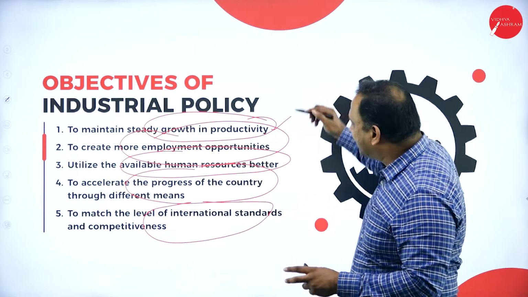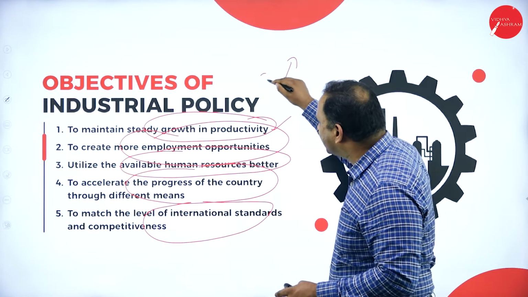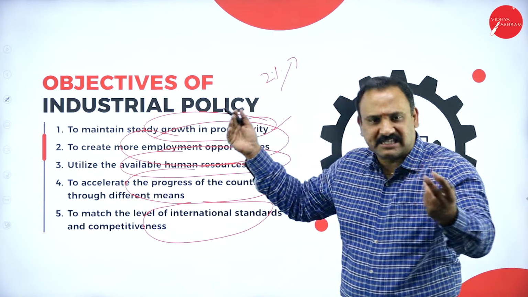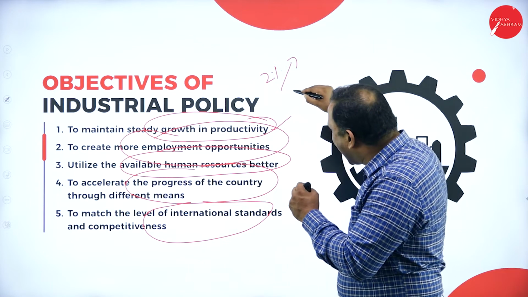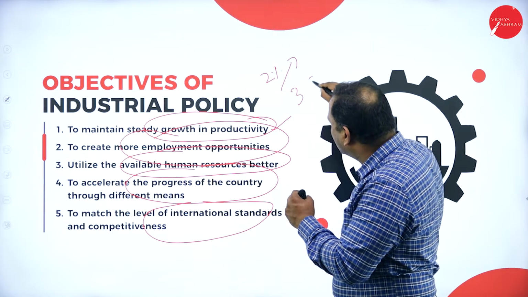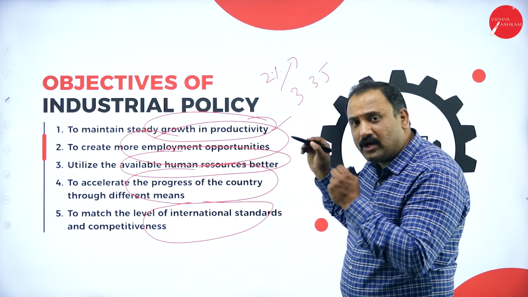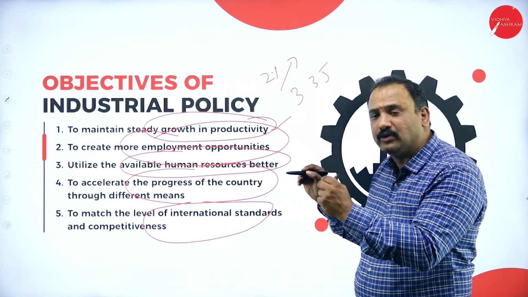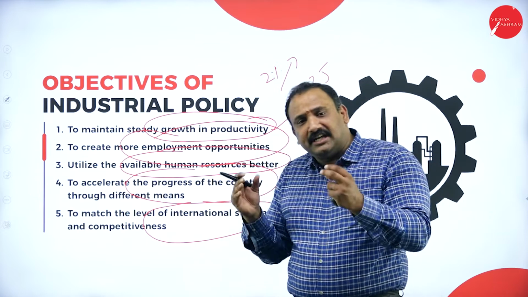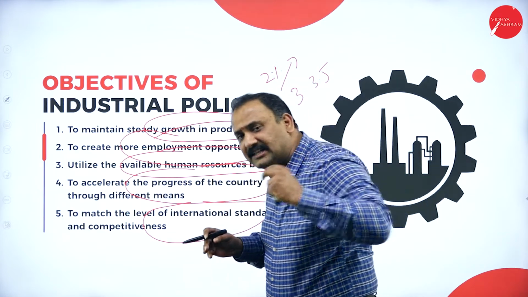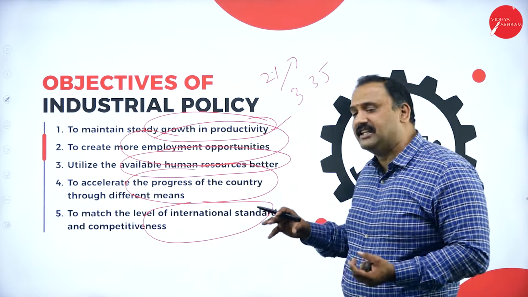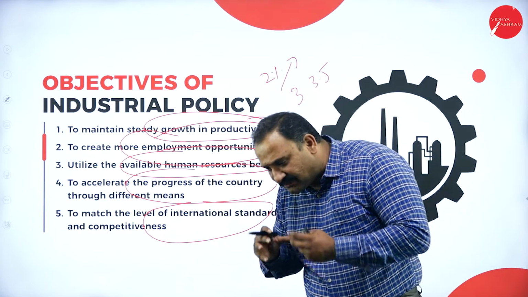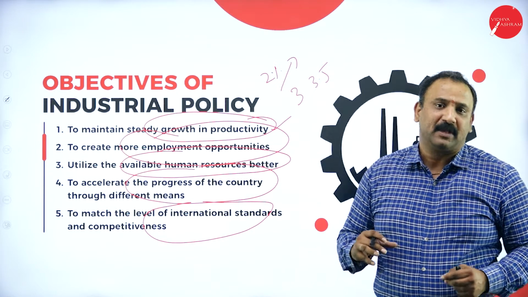Now, for example, if India is moving at 2% growth per annum, what the manufacturing sector could do is probably accelerate it to 3 or even 3.5%. So what the manufacturing sector is doing is just accelerating the growth altogether, followed by the international standards and competitiveness that we are talking about today.